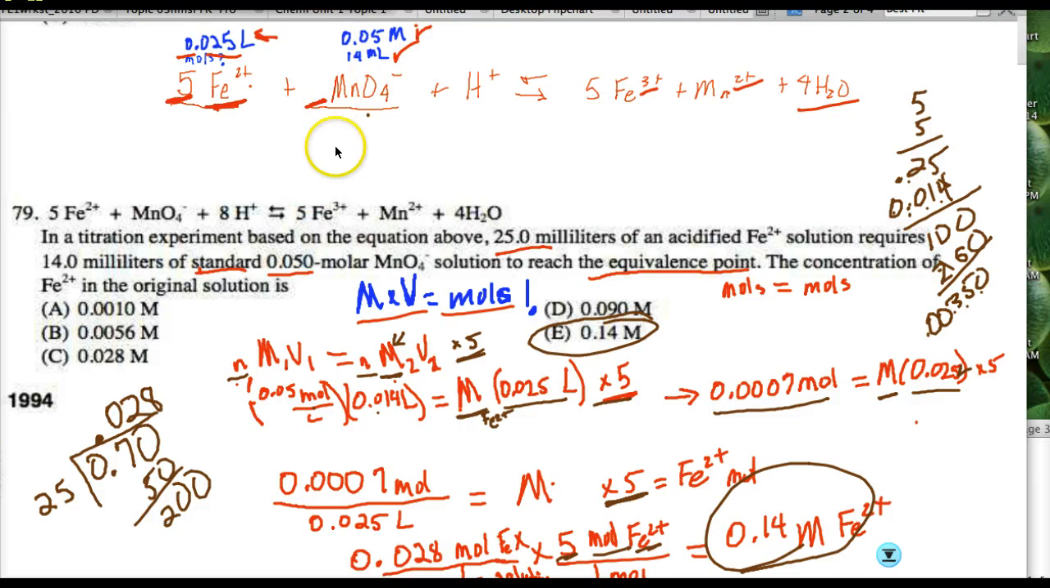Okay, so table method. What we're going to do is take what we're given, and we're going to write our mole ratio. Okay.